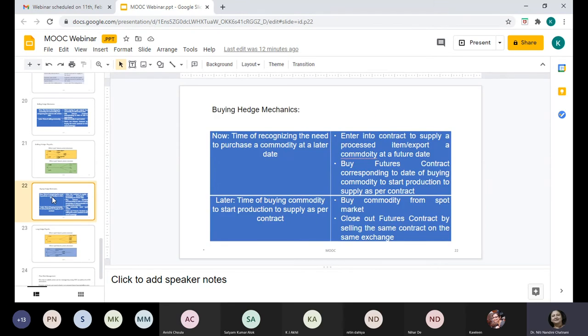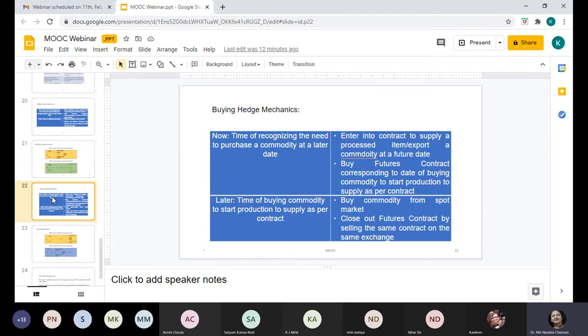Slide number 22 is how a buyer, someone who needs to buy a commodity at a later date and is exposed to the risk of rising prices, would construct a buying hedge. So this slide shows you buying hedge mechanics. How will a buying hedge work?